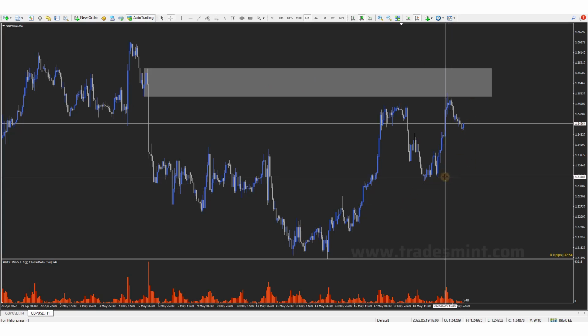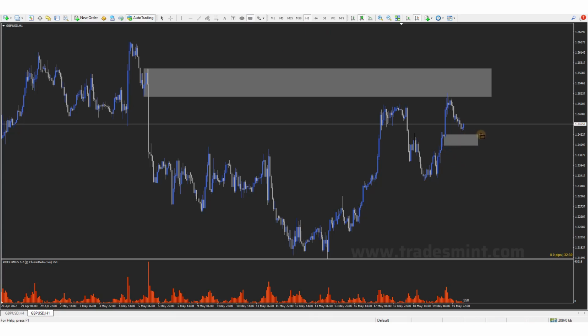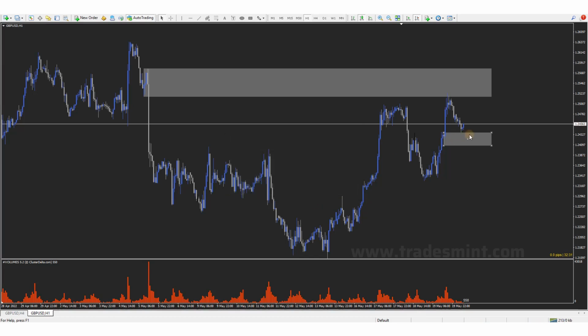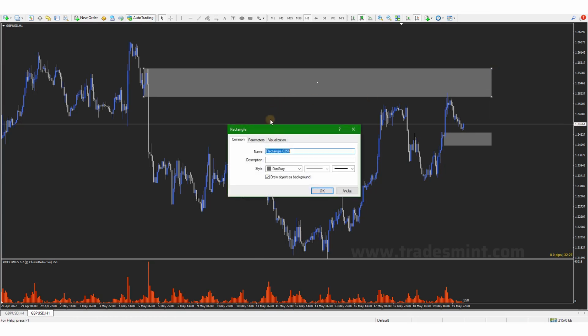Next one, here I see a good demand zone. Yes, this leg out definitely has 2 times higher volume than the base. So here I will mark my demand zone. Yeah, I'm doing the descriptions for later.